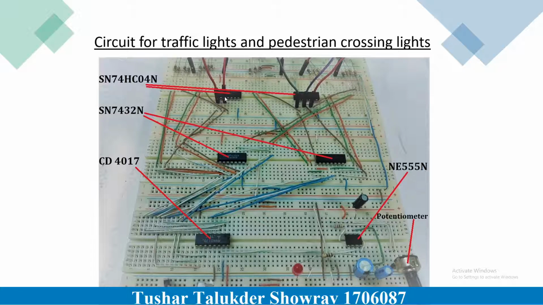Now for pedestrian crossing signals, when the red light of the traffic signal turns on, then the pedestrian white light will also turn on, and at other times the pedestrian red light will turn on.